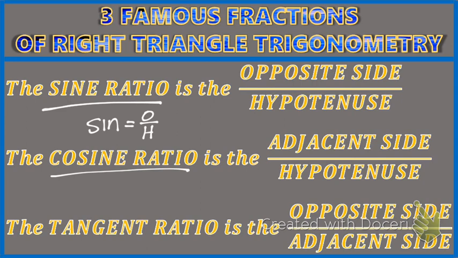And again, this is just a fraction that is so famous in math that it has a special name. To write the cosine ratio, we write the length of the adjacent side of a right triangle over the length of its hypotenuse. And finally, the last trig ratio is the tangent ratio. To write the tangent ratio, we write the length of the opposite side over the length of the adjacent side.